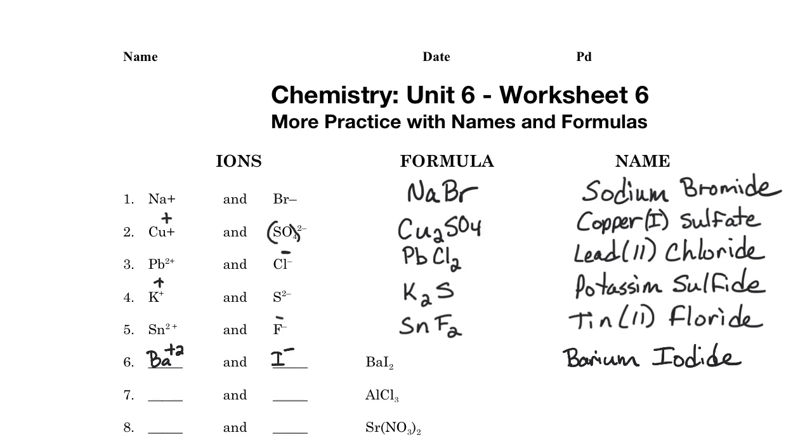So these are the ions. I need to have those charges. I can't just write the letters down with no charge on them. For the next one, aluminum. And I look in the column, and that's in column 13. Everything in column 13 has a +3 charge. And the other ion is chlorine, which has a -1 charge. To name this, it's going to be aluminum chloride.